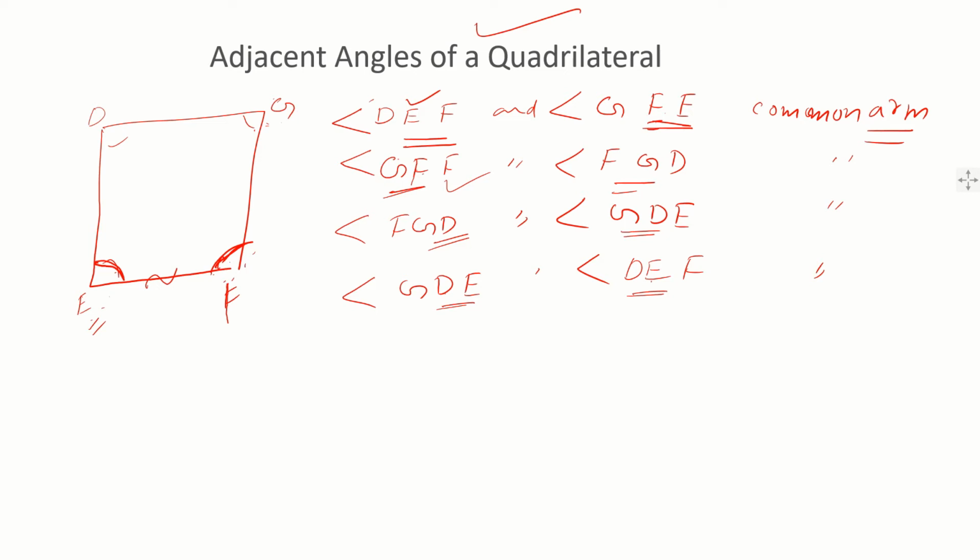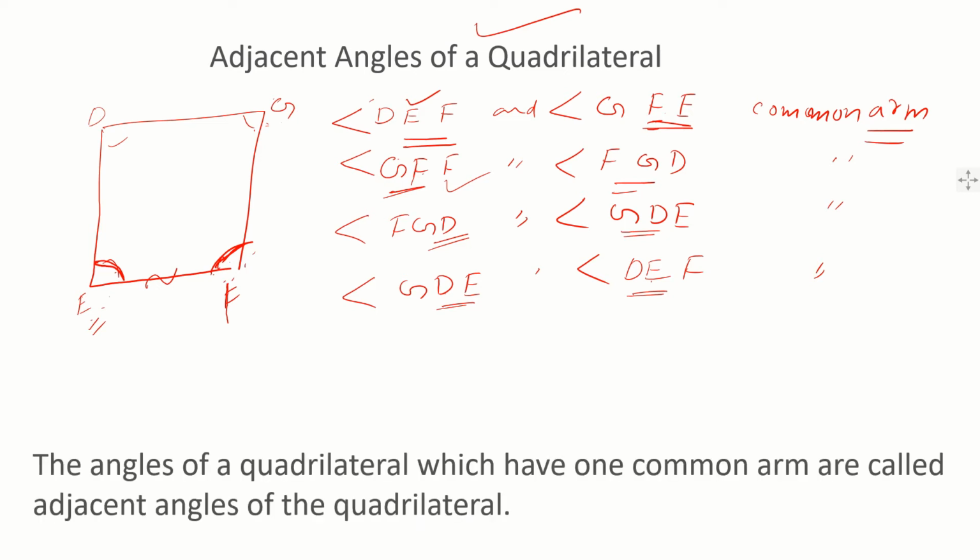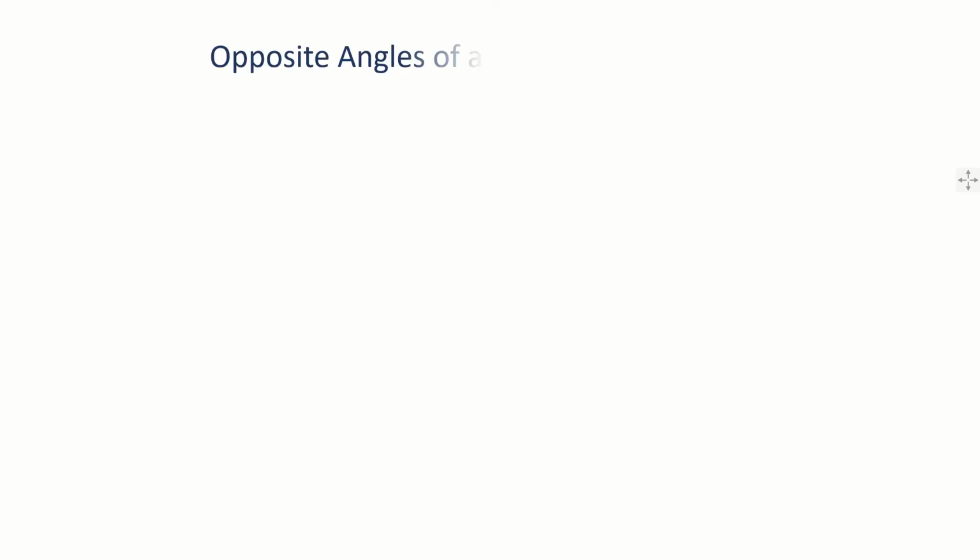Adjacent angles are angles of a quadrilateral which have at least one common arm. If that is so, then what will the opposite angle be? Again I have to draw a quadrilateral.